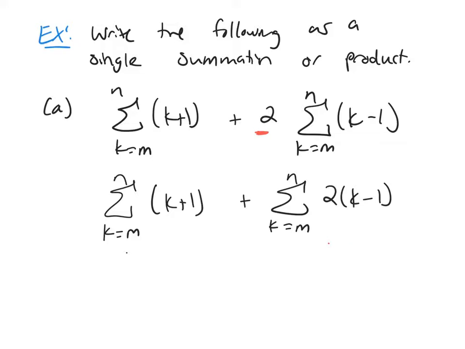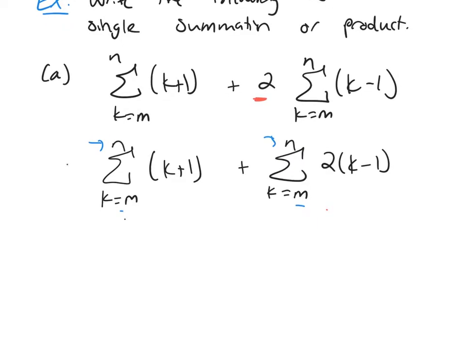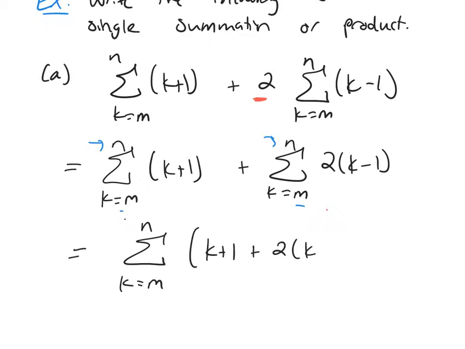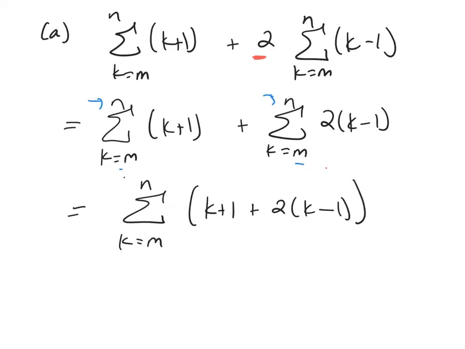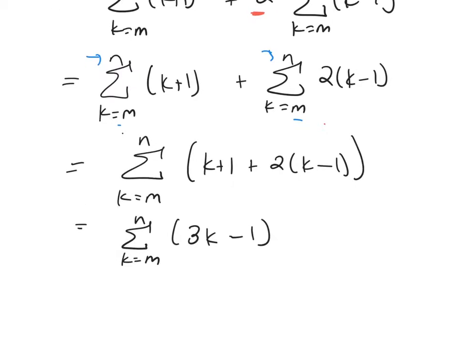And now these summations have the same lower and upper bound, so we can use that first property to rewrite them as a single summation. And if you want to, you could simplify the inside. It would be 3k minus 1, if you distribute that 2.